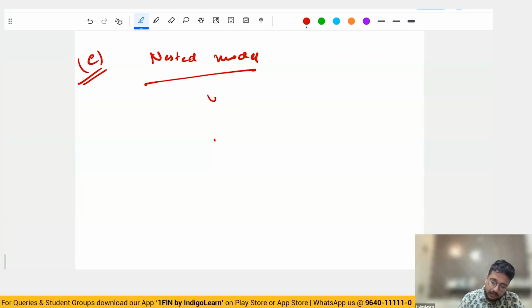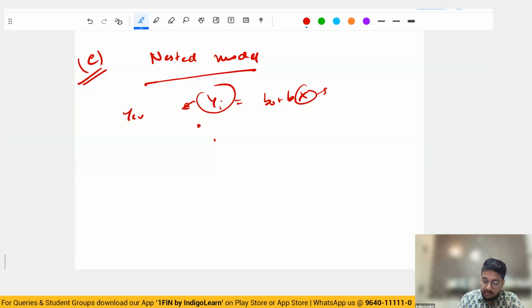Ideally, what you would have done: Yi equals B0 plus B1 X1. Yi is Jeremiah's marks, and Xi is the number of hours he spent studying. So study time. Take study hours. So I have built this regression equation.